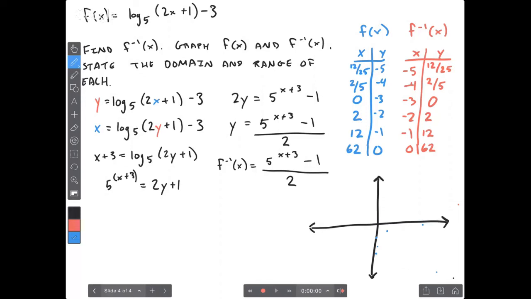Huh. Did I make a mistake plugging in -3? -3 plus 3 is 0. 5 to the 0 power is 1. 1 minus 1 is 0. 0 over 2. No, that seems right. Did I make a mistake somewhere else? Oh, negatives. That's my mistake.